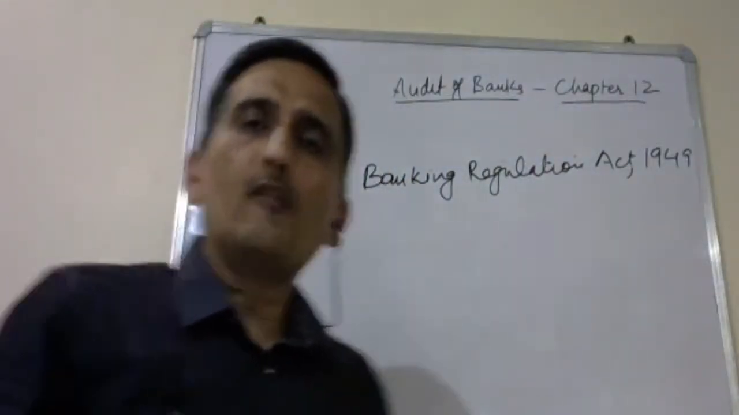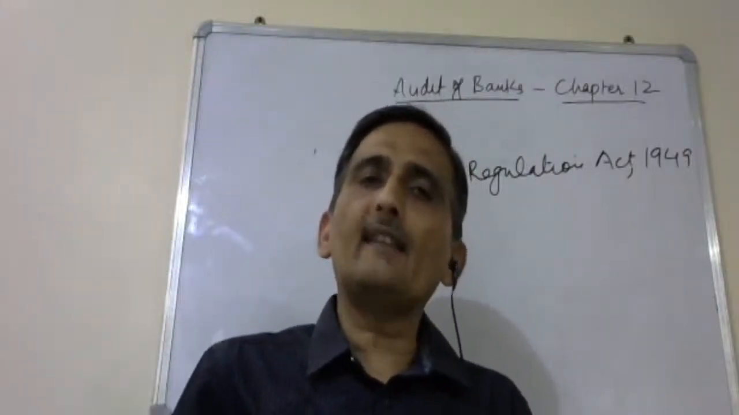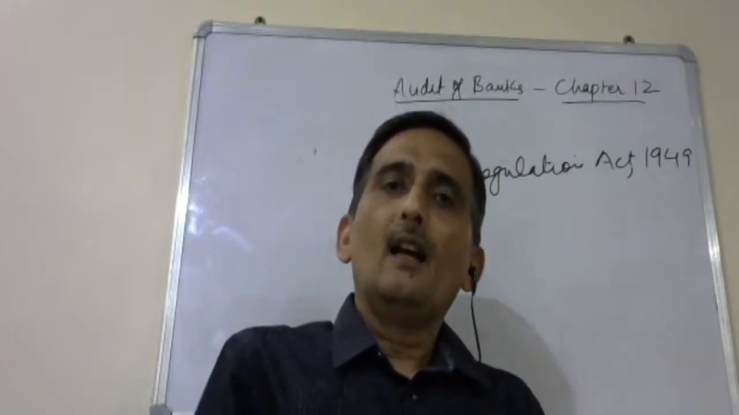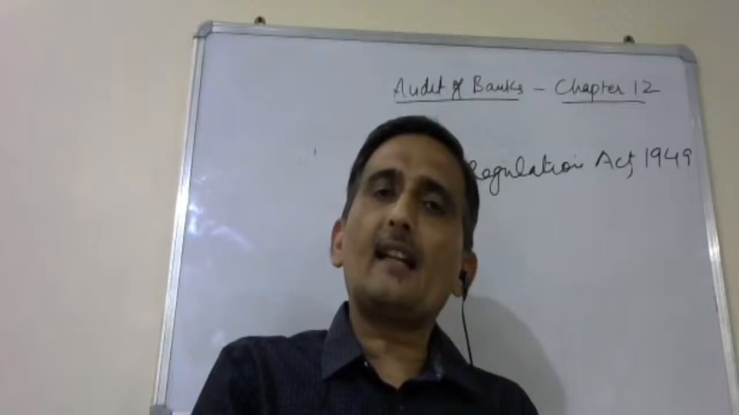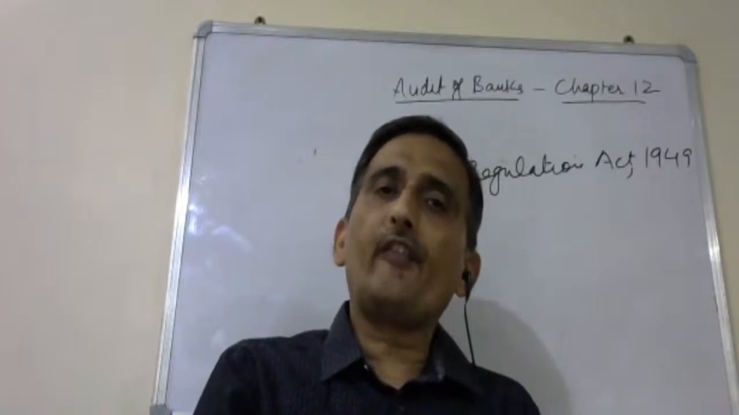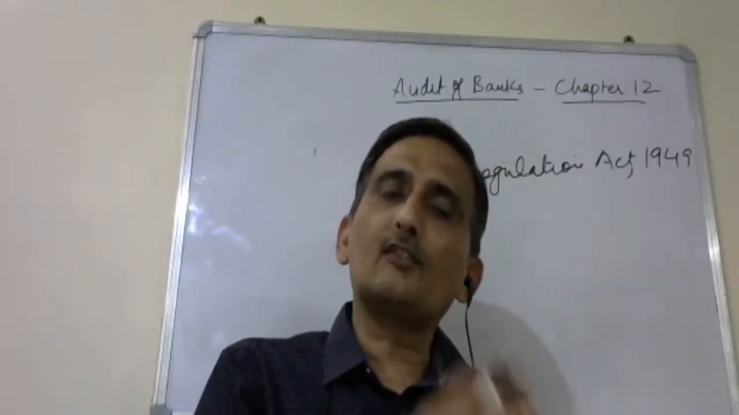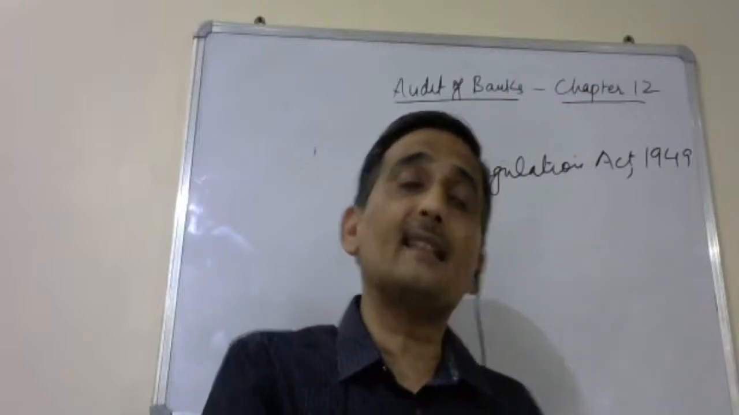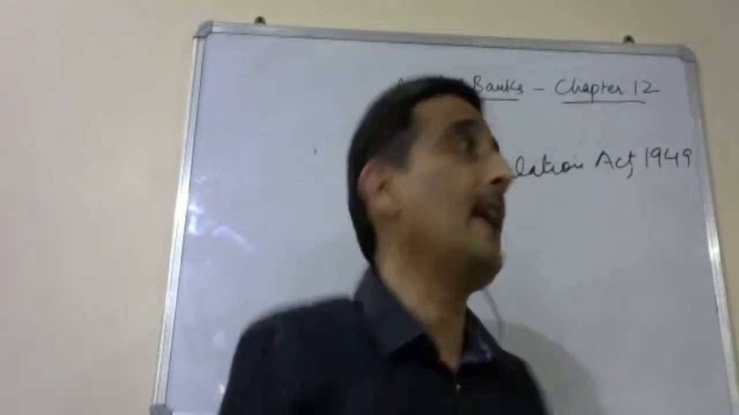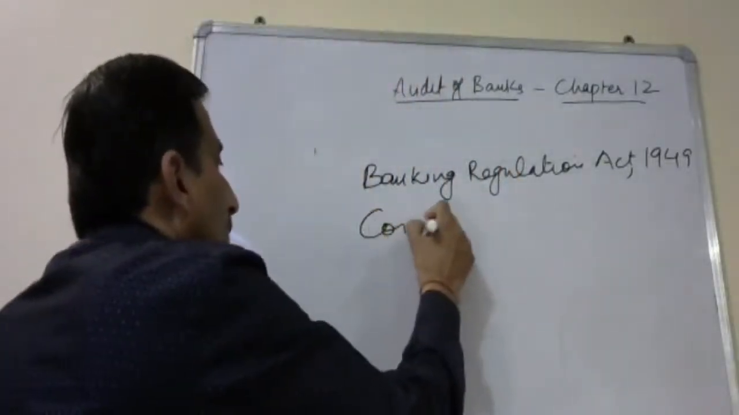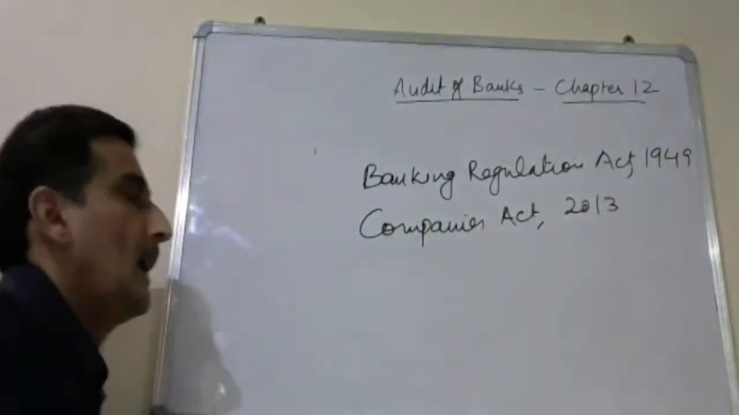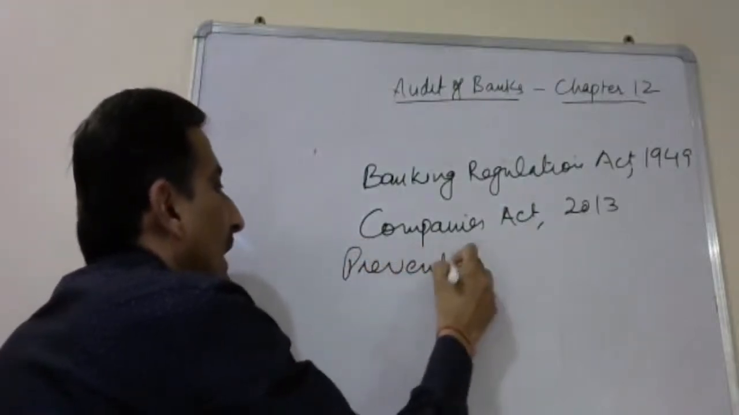We are not going into the details of what is contained in the Banking Regulation Act. You just have to understand and remember the names. I am telling you about the Banking Regulation Act because it is the most important act, and the format of financial statements of banks is also provided under the Banking Regulation Act 1949. And the Companies Act 2013 is also applicable to banks, and then there is the Prevention of Money Laundering Act.